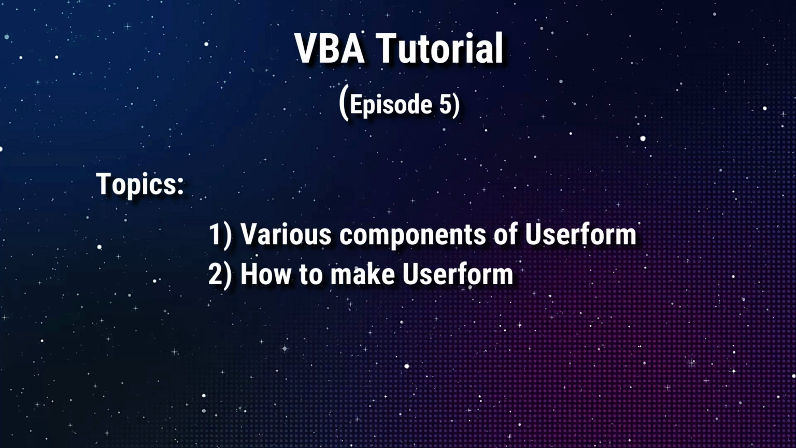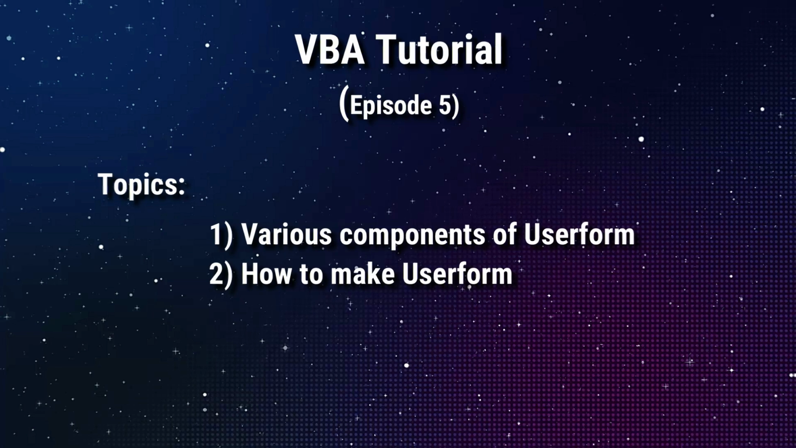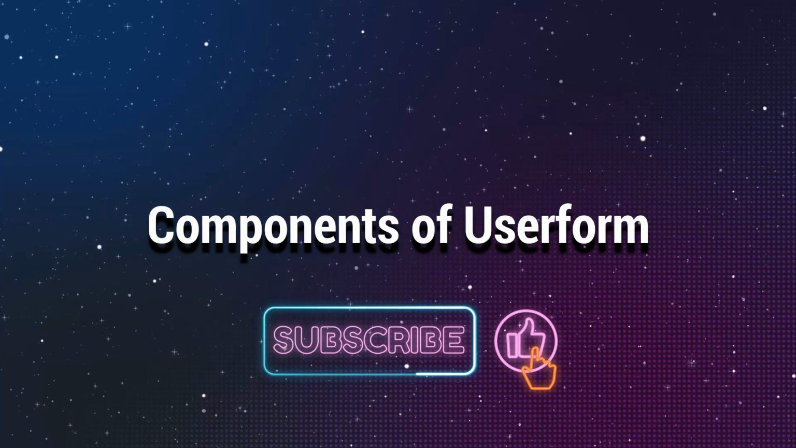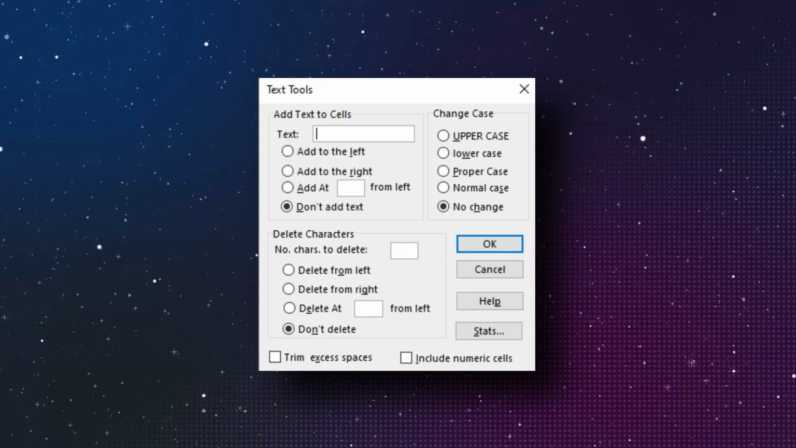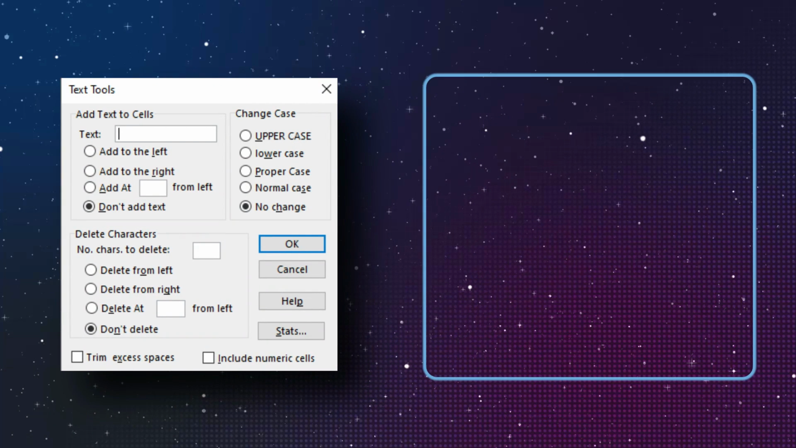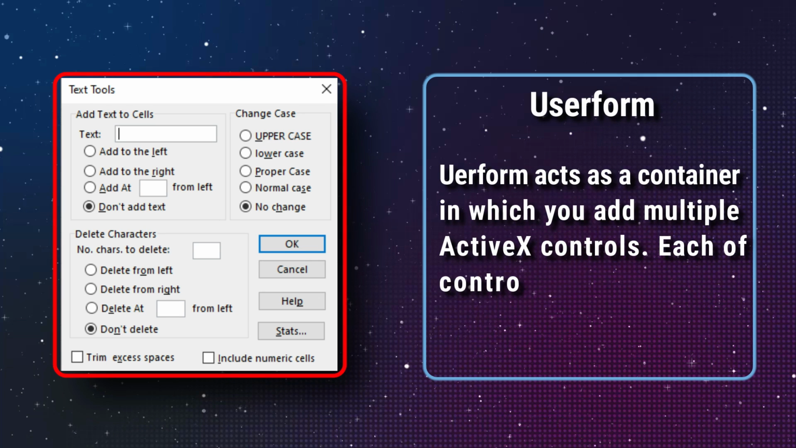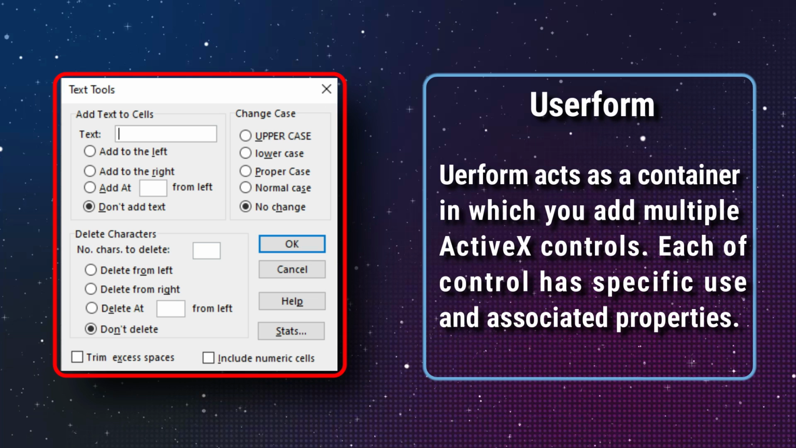Topics covered in this episode: various components of Userform, how to make Userform. Let us understand each component of Userform used for our TextTools application. The Userform object is a dialog box that makes up part of an application's user interface. This allows any application to get input from the user. Userform acts as a container in which you add multiple ActiveX controls. Each control has a specific use and associated properties.